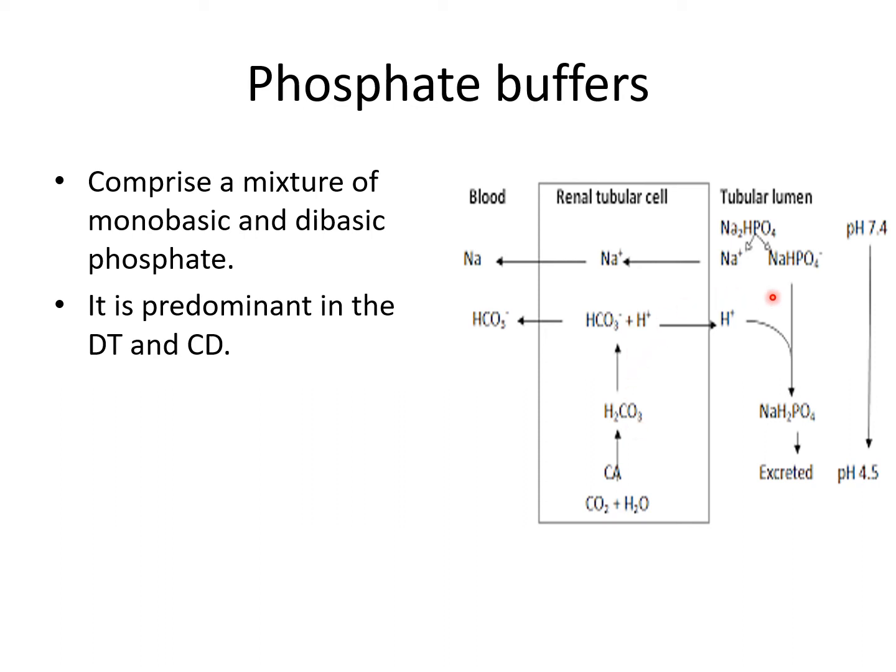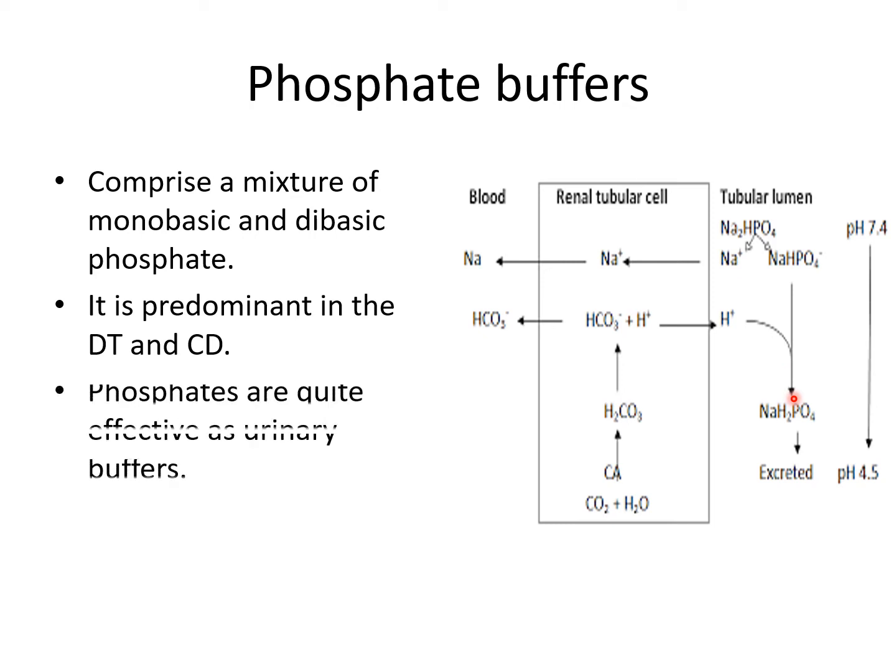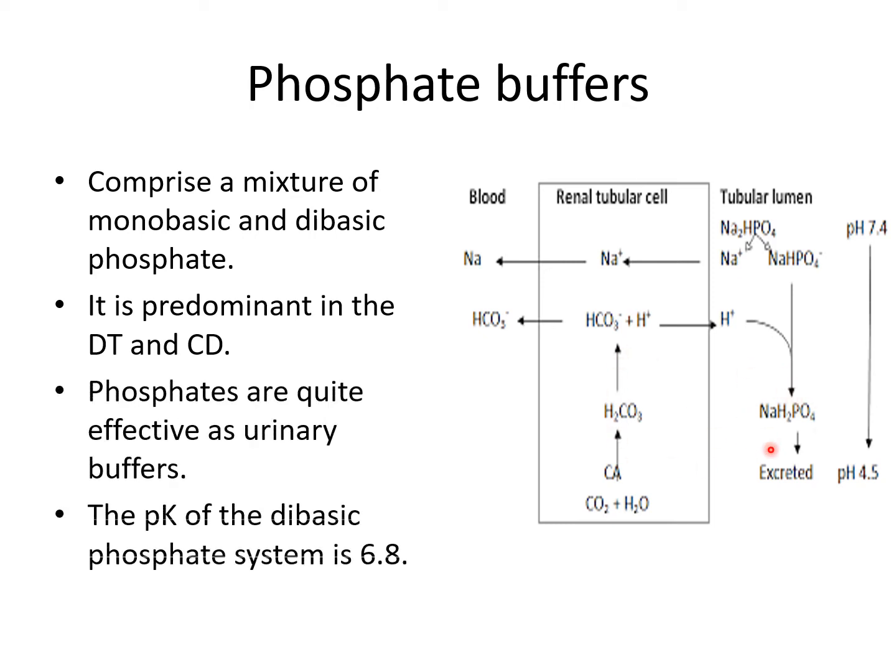Now, these monobasic phosphates bind hydrogen ions and form dibasic phosphates. These phosphates are quite effective as a urinary buffer because they have a pK of 6.8, which is again close to the urinary pH.